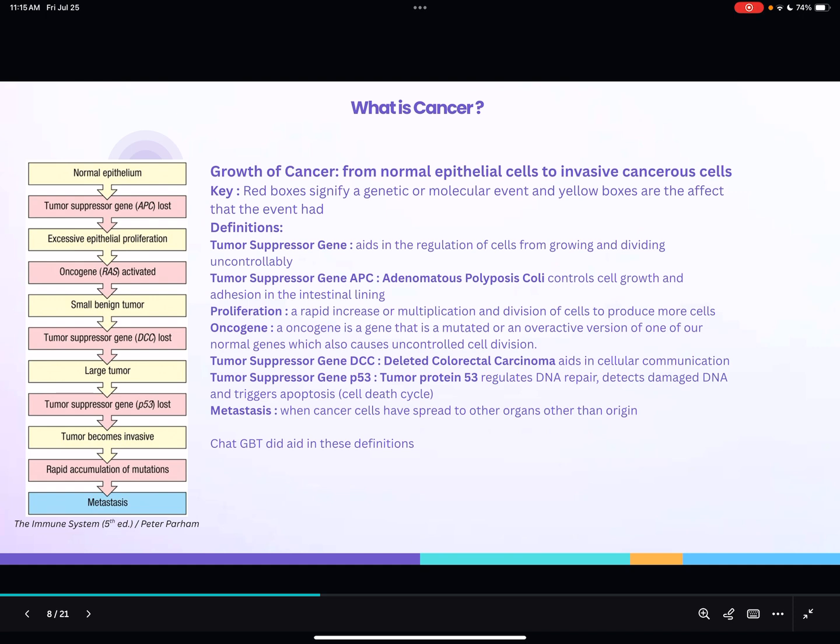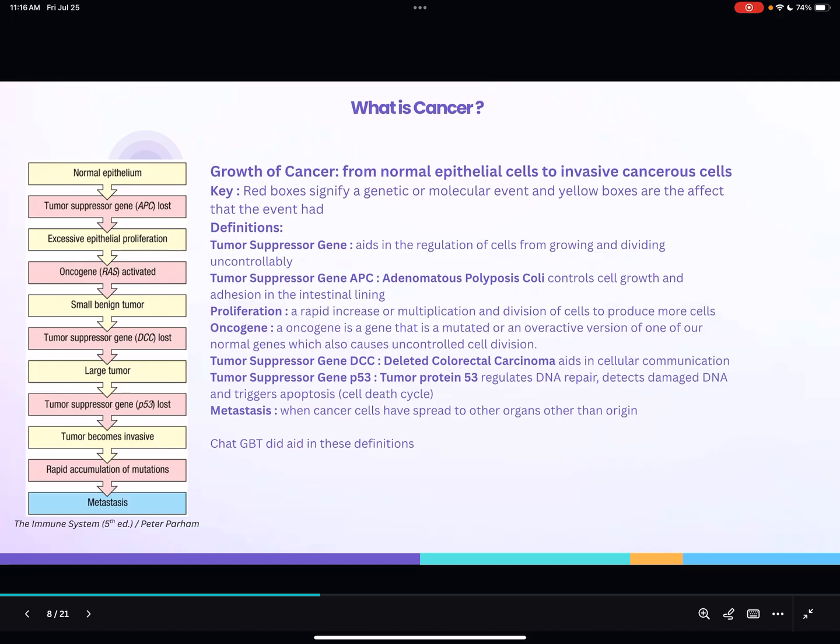And then the excessive epithelial proliferation is basically when there's a rapid multiplication or increase in these cells in order to produce more cells. This means that the oncogene RAS is activated, meaning that basically an oncogene is a gene that is mutated or an overactive version of one of our normal genes, which is also caused by uncontrolled cell division. That in turn makes it a small benign tumor, which it can stay that way.